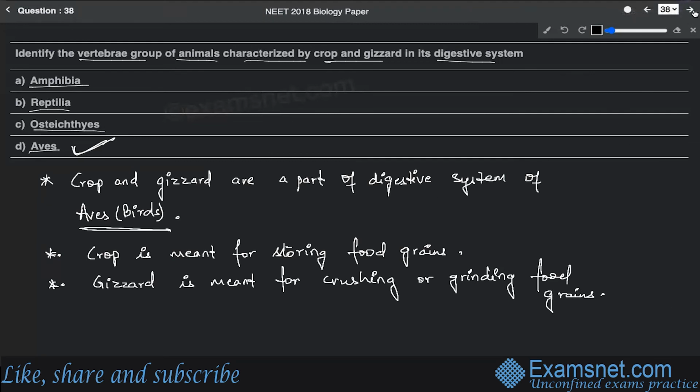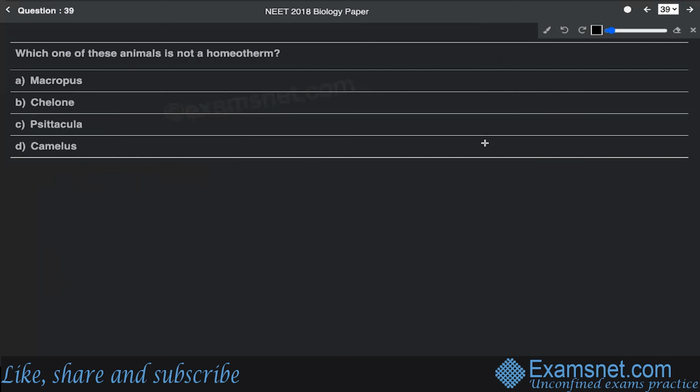Now, question number 39. Question number 39 says that which one of these animals is not a homeotherm? So which one of these animals is not a homeotherm animal? It is Macropus, Chilon, then Cytacula, and Camelus. Now this question again has been asked from the chapter of Kingdom Animalia of standard 11.